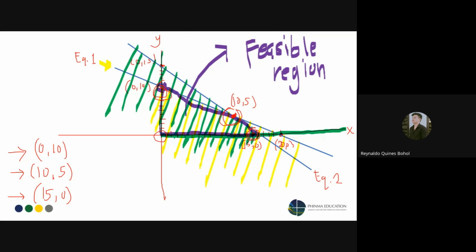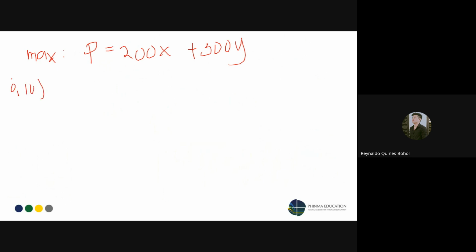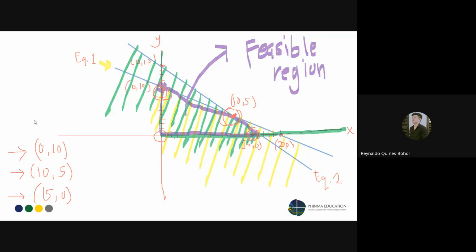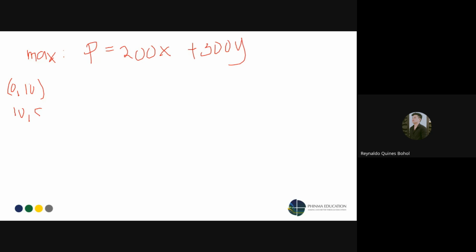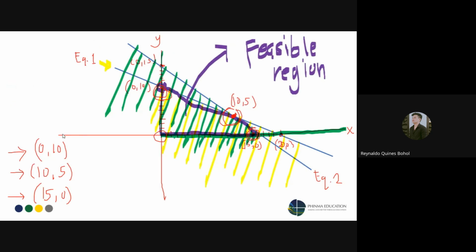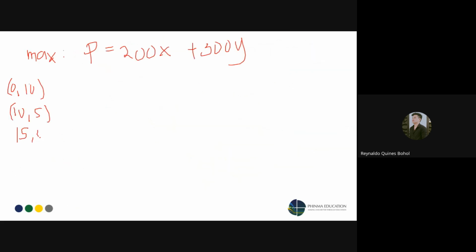So, ano yung mga ginamit natin? Ito po yung mga ginamit na vertices. 0, 10. Lagay muna natin yan. 0 and 10. And 10, 5. Tapos 15, 0. So substitute natin siya. Tingnan natin yung pinaka-maximum. Kung sino yung may highest value, yun yung maximum.